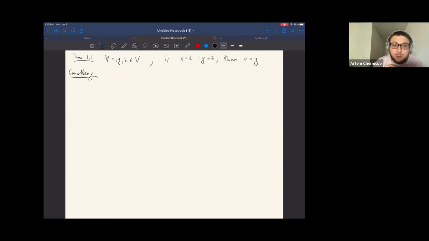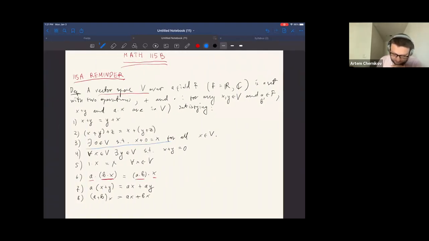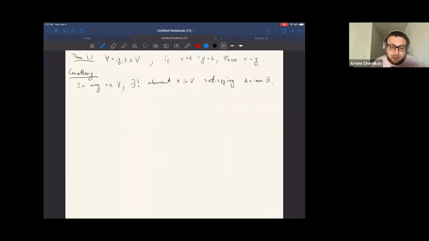An immediate corollary of this is that in any vector space V, there exists a unique element 0 satisfying axiom 3 from the list I just gave you. Let me go back for a second. You see axiom 3 here. We say that there exists an element such that it's neutral under addition, so adding x to 0 is x for any vector x in V. From cancellation, we immediately see that it's unique. There's exactly one element with this property.